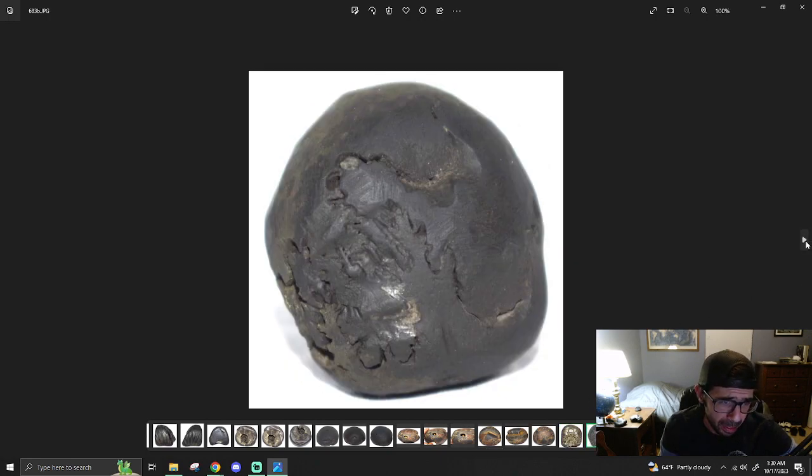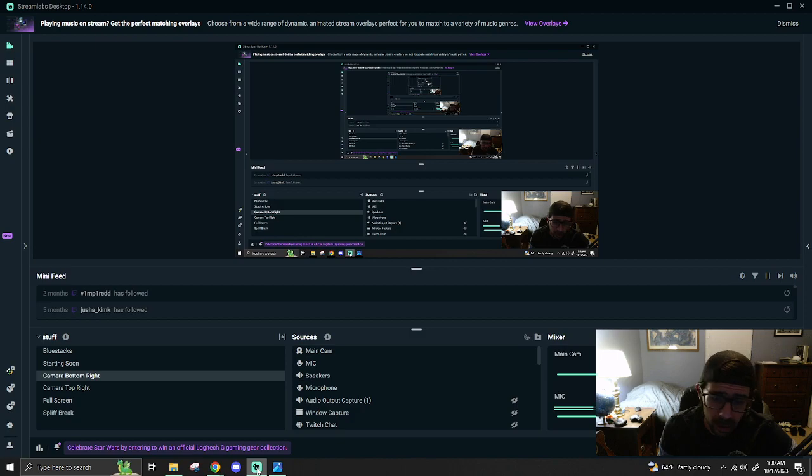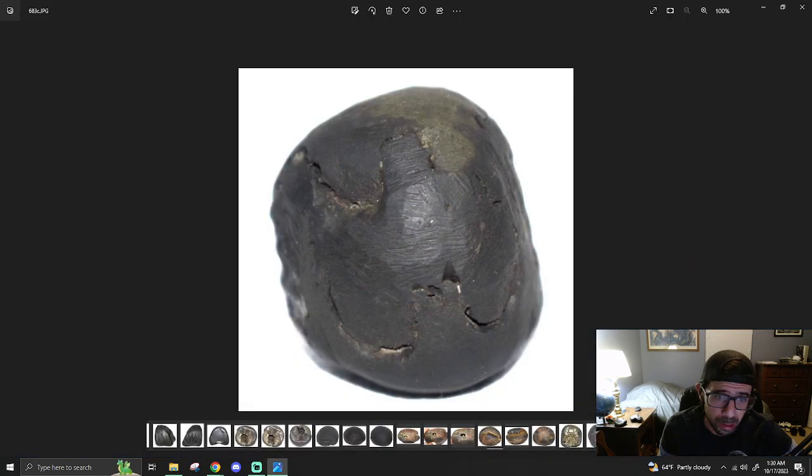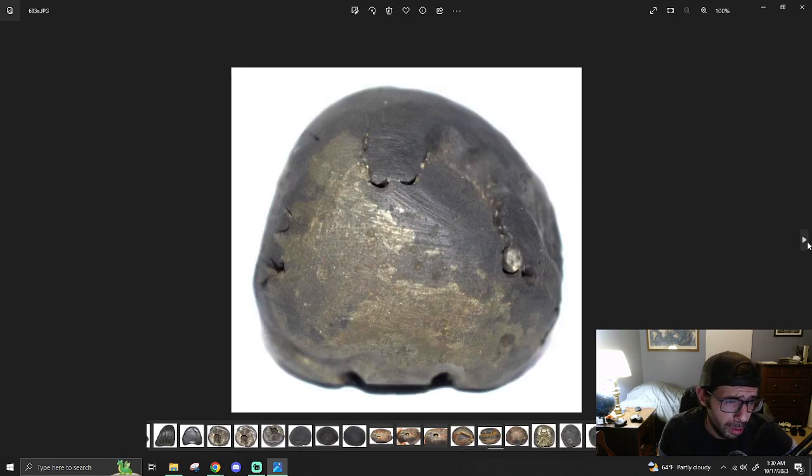When I had the magnifying glass out. Very cool, very cool. How far are we? I really need to make sure this isn't too long so that I can upload it. If it's too long, I can't upload it.